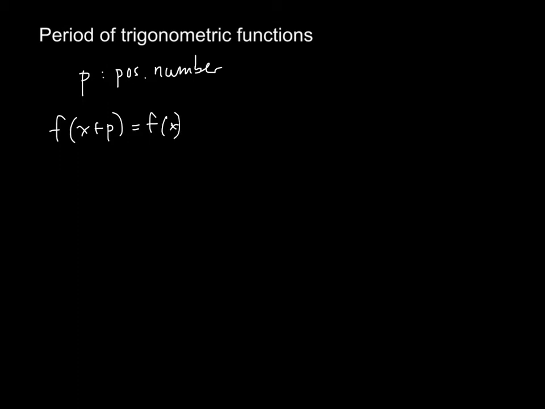If this number p exists, then the smallest such number is called the period of the function. So the smallest p, or the smallest number that does this, is called the period of f. The idea is that there's some number that exists that I could add to any input value x, and what I end up with will be the same value.